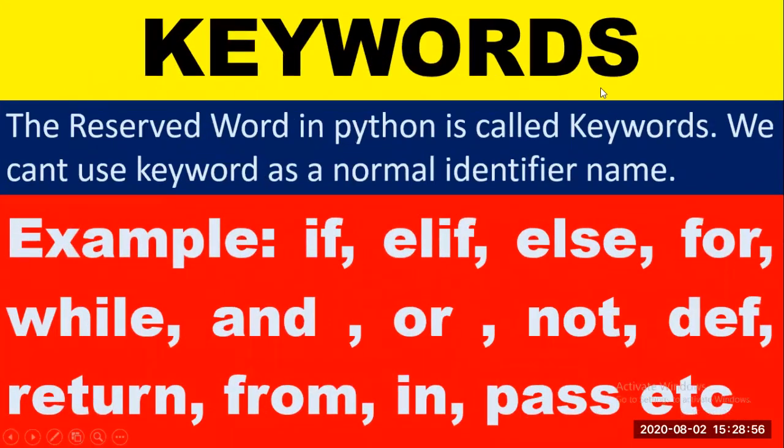Now, what is keyword? The reserved word in Python is called keywords. We cannot use keyword as a normal identifier name, or we can say that we cannot use keyword for creating variable name, function name, etc. Examples of keywords are if, elif, else, for, while, and, or, not, def, return, from, in, pass, etc. So these are the keywords. We cannot use these words for creating variable names, function name, etc.